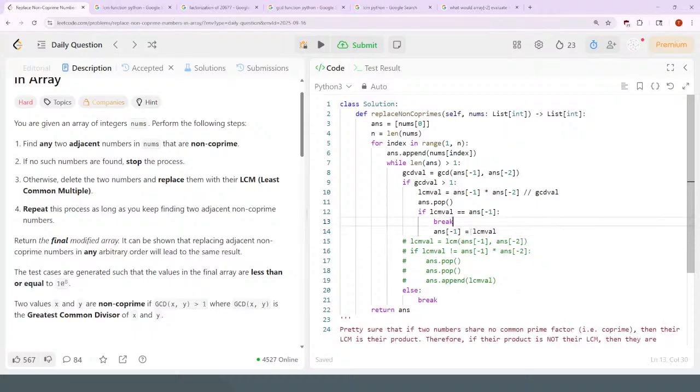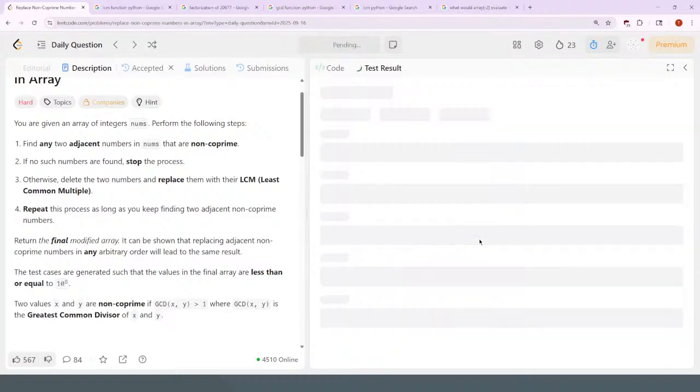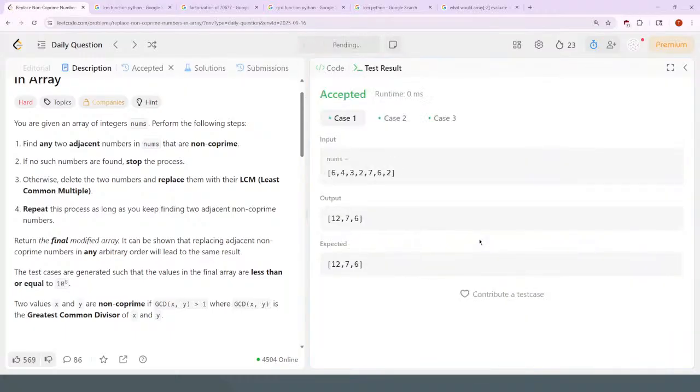Okay, I think this might be how I want this set up. So if there is no change, because the LCM value is the same thing as what was 2 away from the top, which becomes 1 away from the top after you pop the last thing on the stack, then break. Otherwise, replace the top of the stack with that replacement. Yeah, I think this works. And it should be faster.